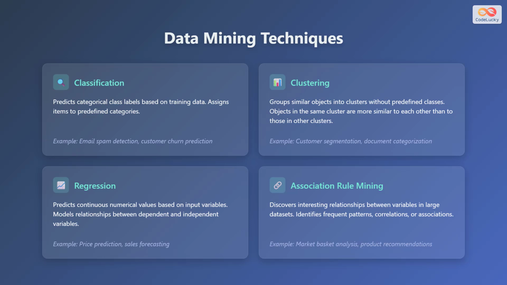Lastly, there is association rule mining. This discovers interesting relationships between variables in large datasets, identifying frequent patterns, correlations, or associations. For example, market basket analysis or product recommendations.